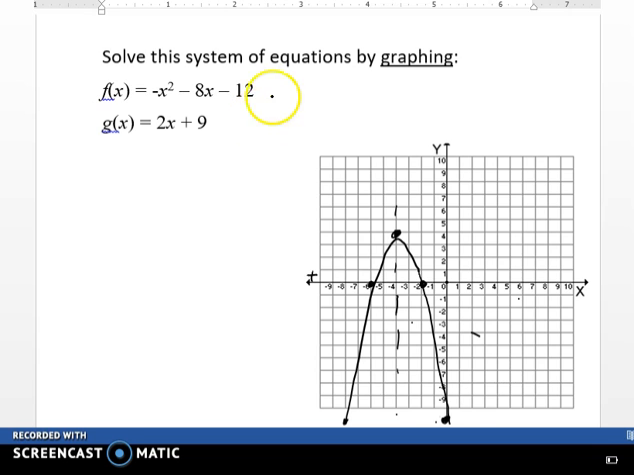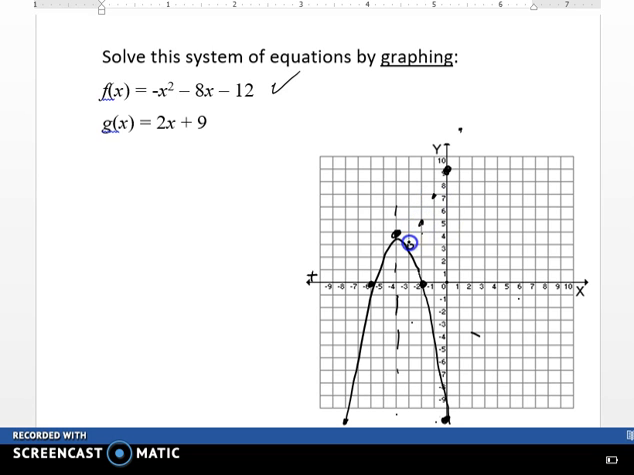So we have the graph of x squared minus 8x minus 12. So now we simply have to graph 2x plus 9. 2x plus 9 is already in slope-intercept form. So we begin with the y-intercept at 9, and we go up 2, right 1. Well, that's going to take us off the graph pretty quick. How about we go down 2, left 1 instead?